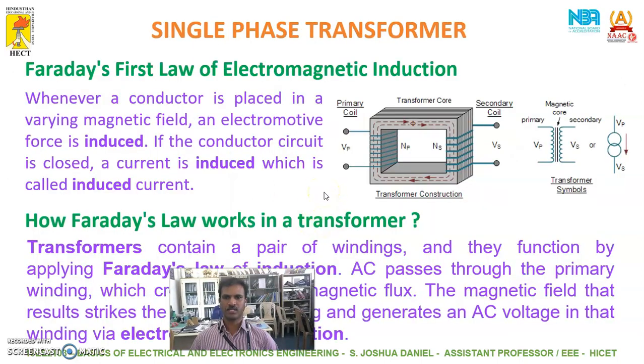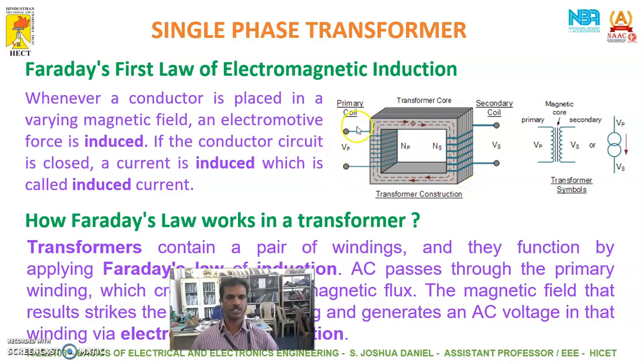So what is Faraday's law? Whenever a conductor is placed in a varying magnetic field, an electromotive force is induced. If the conductor circuit is closed, a current is induced, which is called induced current. So when you see this diagram, this is the core, right? There is a conductor on the primary side, there is a conductor on the secondary side. This is called the primary coil and secondary coil, right?